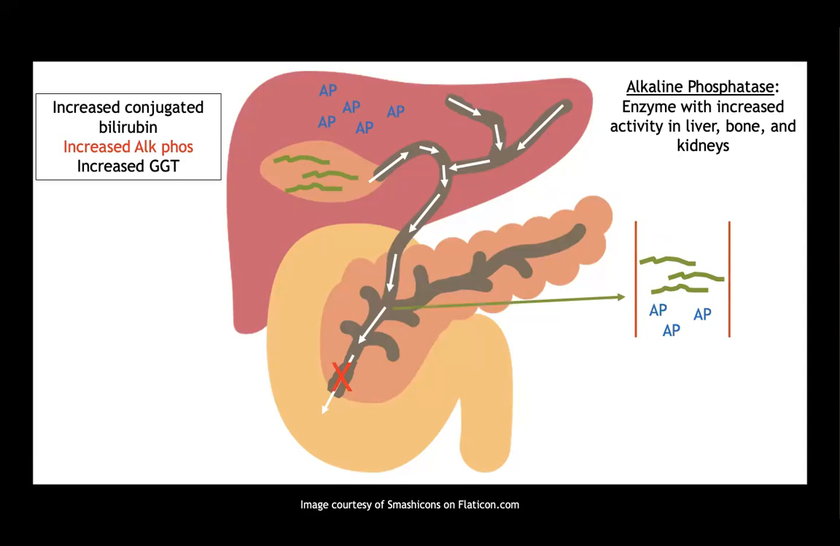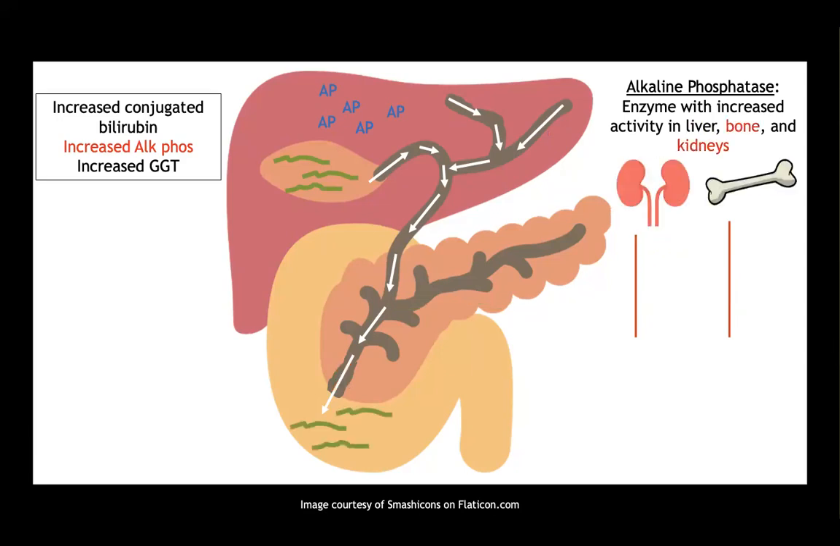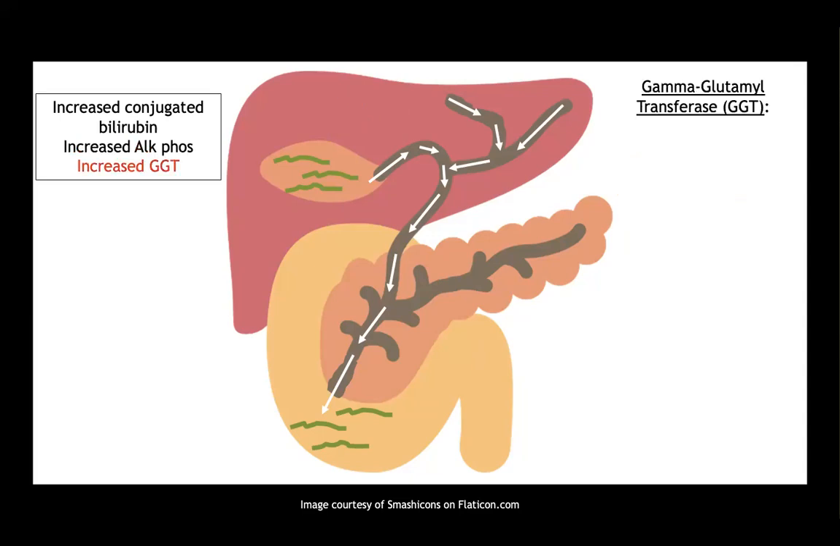Alk phos, just as a reminder, doesn't just exist in the liver, it also exists in the bones and kidneys. So we just showed you that alk phos can be elevated in obstruction, no doubt, but it can also be elevated if you have some sort of bone or renal pathology. That can cause a lot of alk phos too. So if you see alk phos, don't immediately assume liver. It's good to put that on your differential, but it could also be these other two organs.